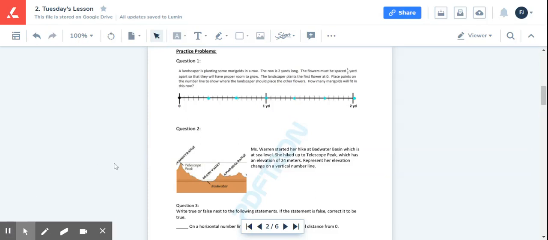So we need to figure out where we're going to place these marigolds on the number line, knowing that they have to be 1/3 yard apart from one another. So let's look on our number line from 0 to 1. What do you notice?